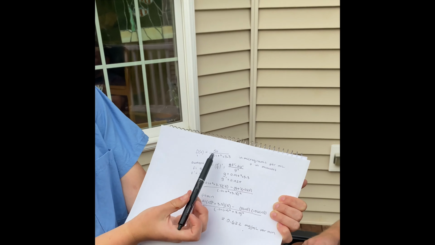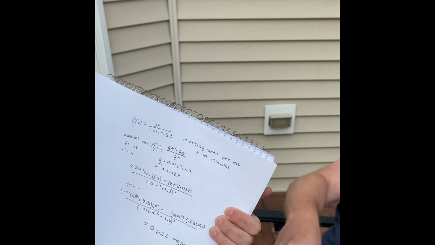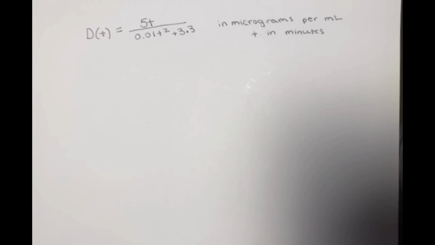The patient's taking morphine to deal with the pain. Here's an equation that represents the amount of the drug in the bloodstream at a given time. We're going to find the rate at which it is entering the bloodstream. To find that rate, I would find the derivative of D. Since this is a fraction, I would use the quotient rule.